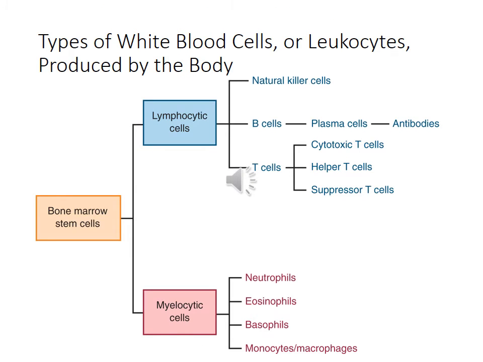Types of white blood cells, or leukocytes, produced by the body. Here's a diagram showing you the bone marrow stem cells go into myelocytic or lymphocytic, and then the lymphocytic has the natural killer cells, B cells, T cells, and they all break down. And then your myelocytic cells have your neutrophils, eosinophils, basophils, and then the monocytes, macrophages.